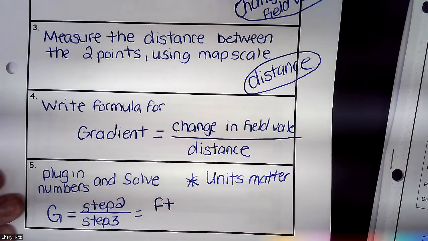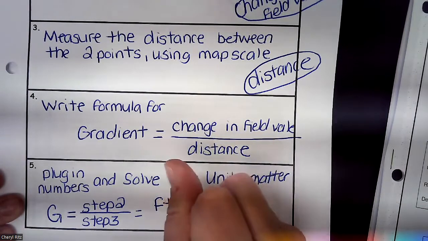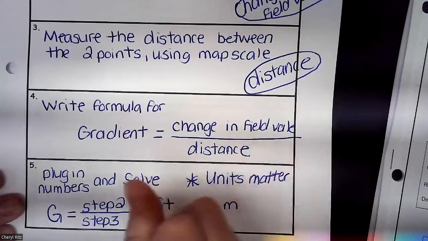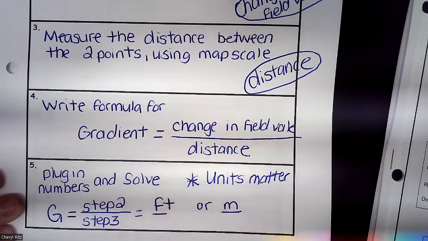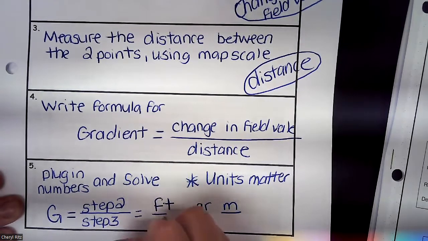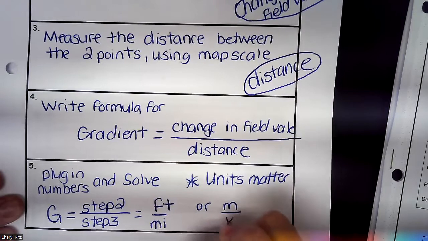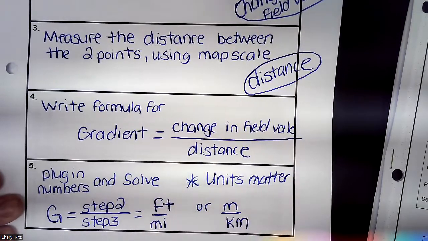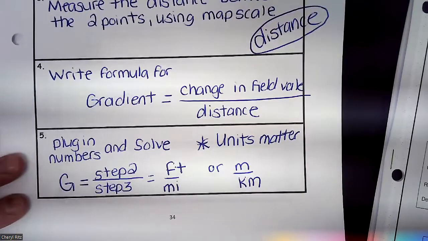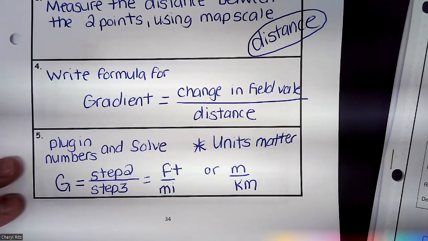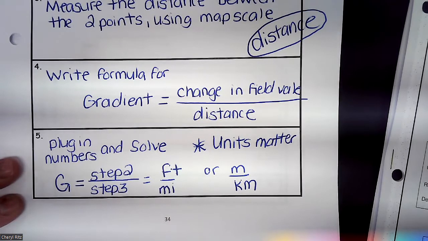They could be meters. What's the distance measured in? Miles. For ours, it's miles. On other ones, they might be in kilometers. So right there, you've got the units. Feet per mile or meters per kilometer.